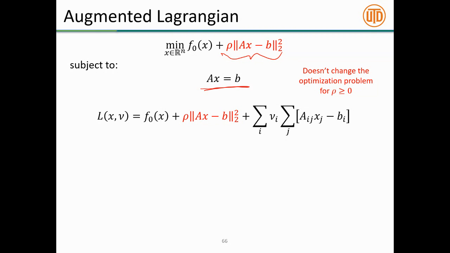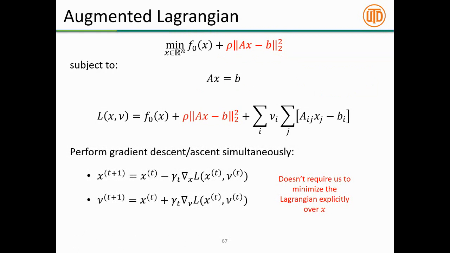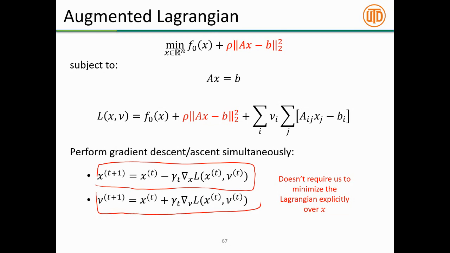However, after we do this, we get a new term in the Lagrangian that corresponds to the norm of Ax minus b squared. And the method proceeds by basically performing gradient ascent and descent on this Lagrangian simultaneously. So what does that mean? Well, we compute the gradient with respect to x, and we perform gradient descent on the primal variables x. And for the dual variables, we perform gradient ascent. So we compute the gradient of the Lagrangian, oops, that should be a nu, with respect to the Lagrange multipliers, and perform gradient descent basically on the dual problem.